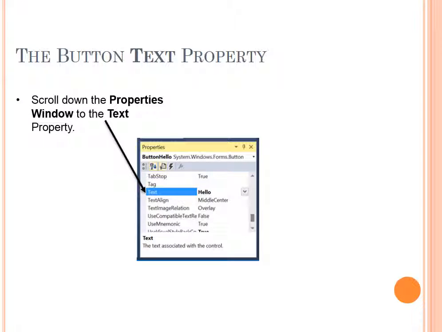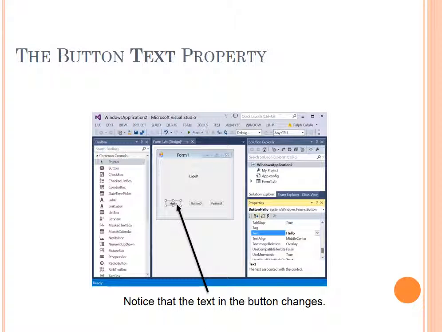So what you want to do is scroll down the properties window until you see the text property in the left-hand column, and change that to the word hello. Notice no quotes. When you do that, you'll notice that on your form, the text in the button changes. It now says hello.